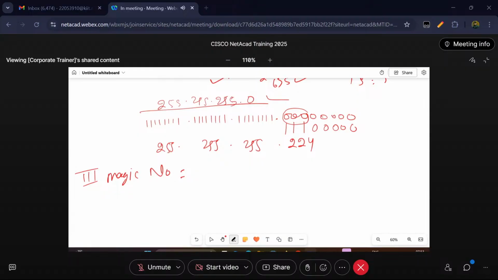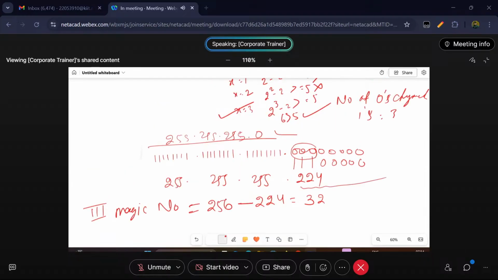So what is the magic number? Here the total block size is 256 minus the new value you got in the new subnet mask, in the last octet where you have made the changes. What is the new value you got? That value is 224. You subtract that out of 256. What you'll get is 32. So your block size here is 32.